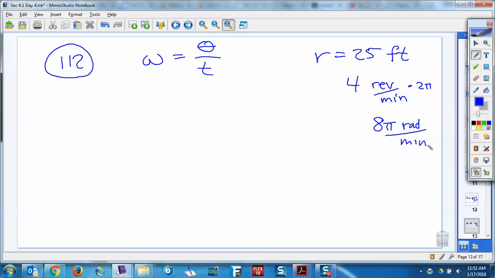Now, what did they want it in? Radians per minute. Aren't we done? That was easy. I didn't even need the theta over t. I already had it, but that is theta over t, right? 8 pi is the theta, 4 revolutions, that's 8 pi in 1 minute. That's why I never really like messing with that formula. It's just kind of common sense. It's an angle over a time, 8 pi radians per minute. If they wanted radians per second, we would change minutes into seconds.